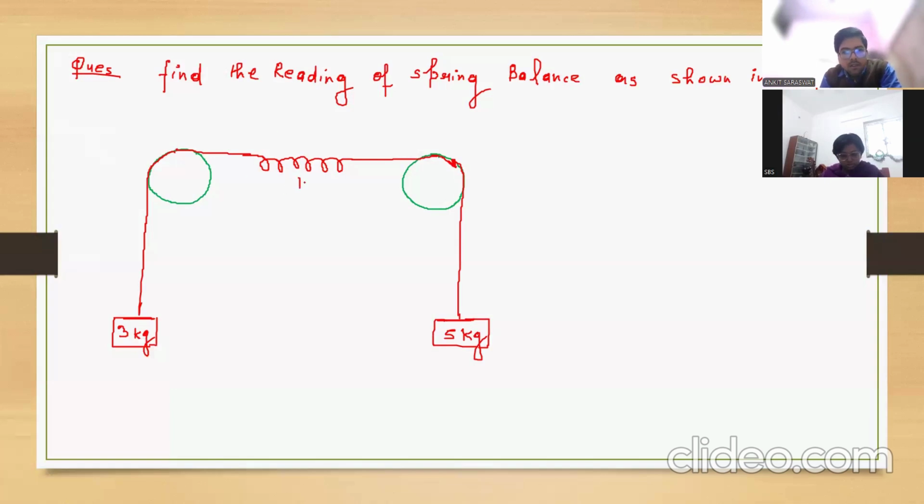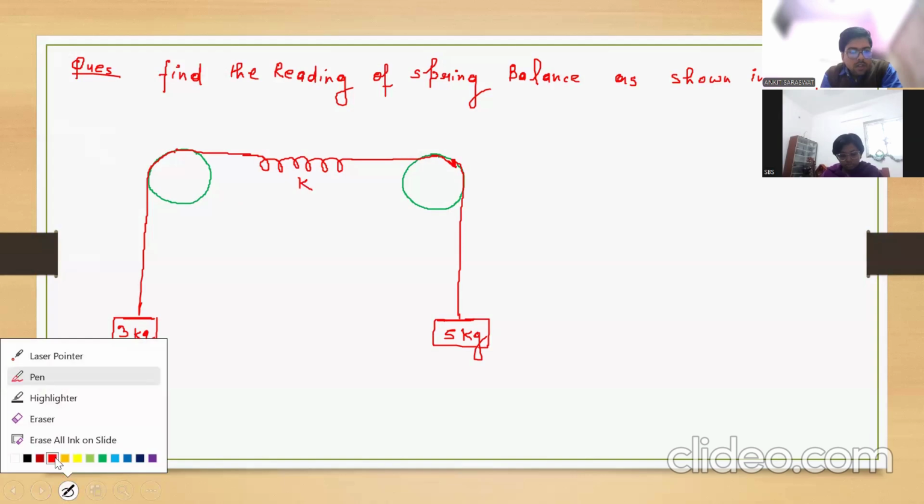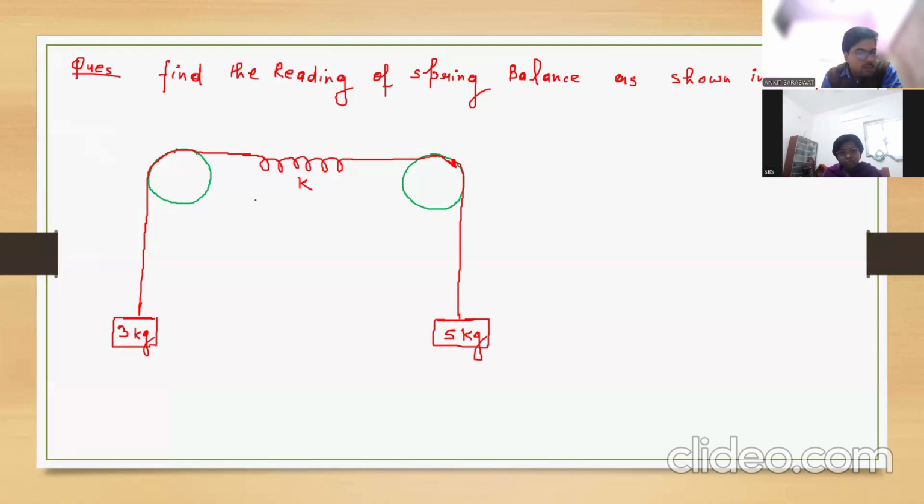Spring constant is K. And this entire system is being fixed like this, because we need some support. This is just support system. Clear? Yes, sir. Now, if I'm asking to find the reading of spring balance, it means that you need to find the spring force. Whenever they're asking reading of spring balance, they are literally asking the spring force. This is not a weighing machine. This should be clear.